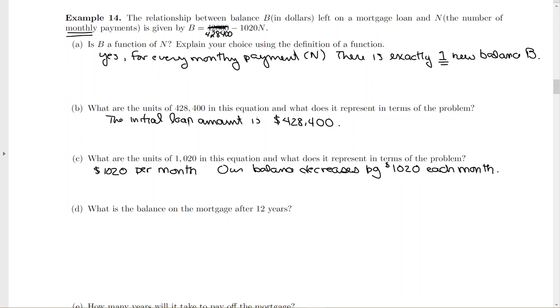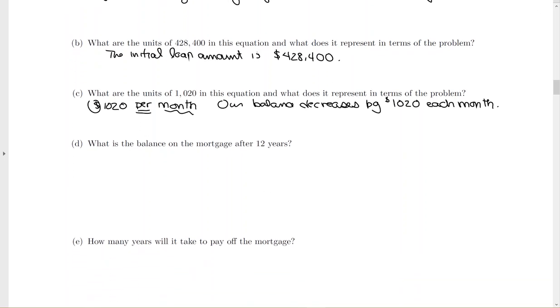All right, it's an average rate of change, so it's got to be some amount per some time unit. What is the balance? So we're looking for B in this equation on the mortgage after 12 years. Now this is a little tricky because you want to think you can just plug in the number 12 for N and then solve it out, but remember N represents months.